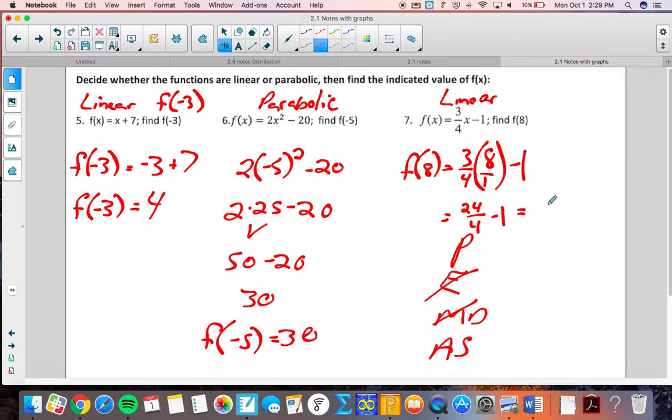So then this equals 6 minus 1, which is 5. So when x is 8, y is 5. I think that's it.